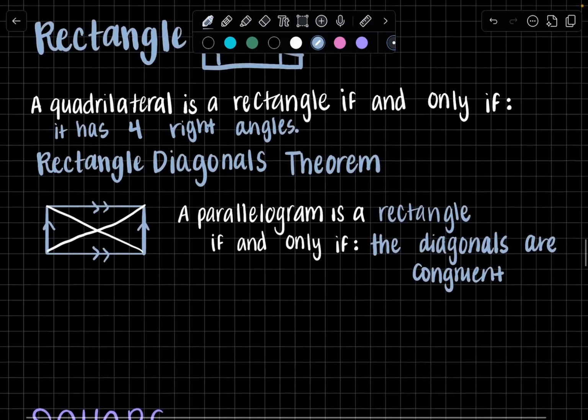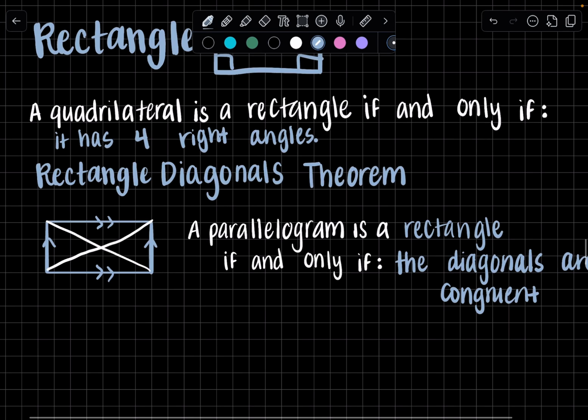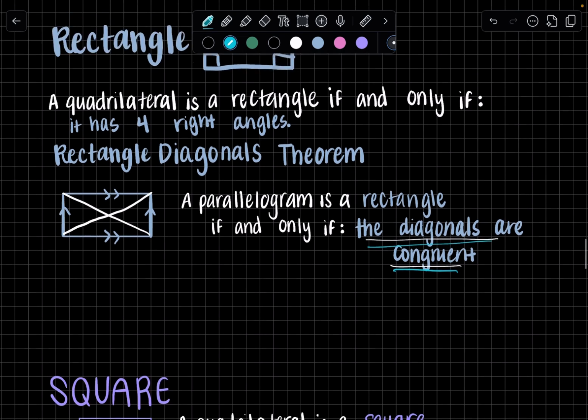Now, the diagonal theorem is kind of crazy. A parallelogram, so notice we know it's a parallelogram, is a rectangle if and only if the diagonals are congruent. We know that the diagonals bisect each other. We don't know about what angle is created when they bisect each other like rhombuses, but we know that they bisect each other and the diagonals are congruent. Again, we're going to use this later.